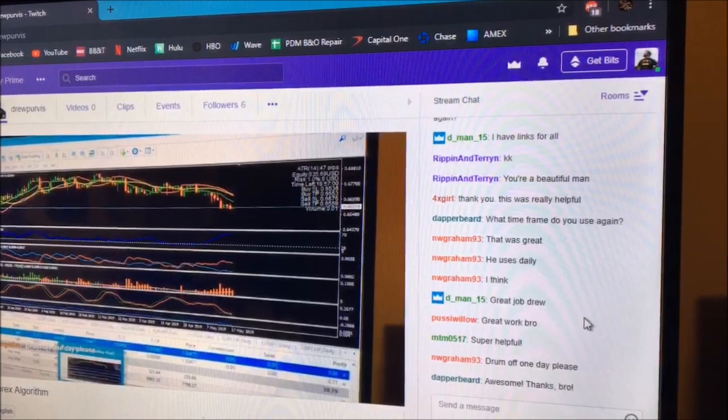As far as the indicators go, hopefully I've gone through all the settings that you need there, but if not, I can post those on the Discord group too. Let's see, any other questions?